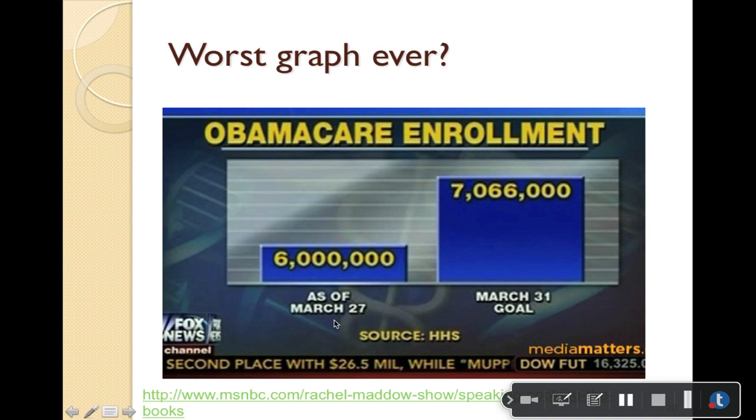Here we have another one. This was more recent. This was when the Affordable Care Act rolled out, and there's quite a bit of controversy about enrollment and whether or not people would meet those goals. So you can see here the goal of 6 million people as of March 27th. Here we have March 31st. The goal is a little over 7 million.